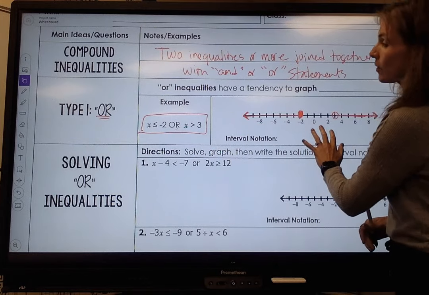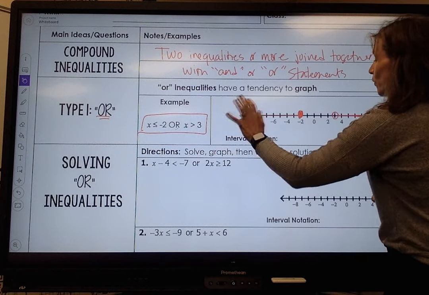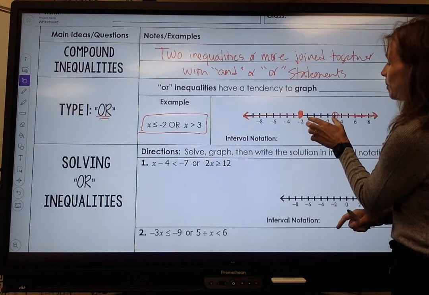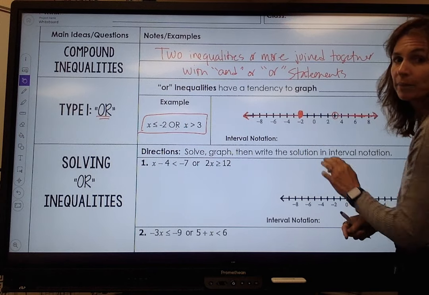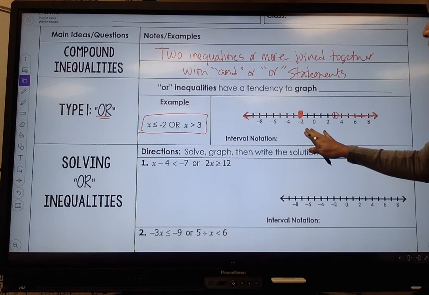And here's what it looks like on the graph. So think about what x can be. X can be all these numbers over here, and it can be all these numbers over here. It cannot be these numbers in here because it's not shaded. So that's what the inequality statement looks like. That's what the graph looks like.